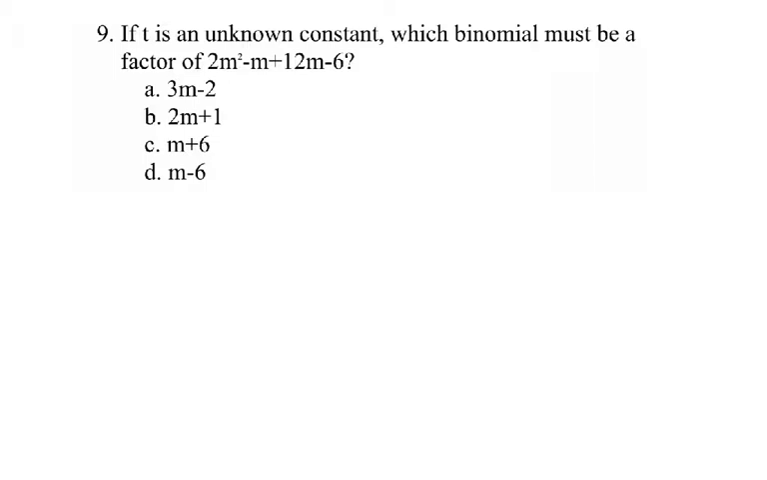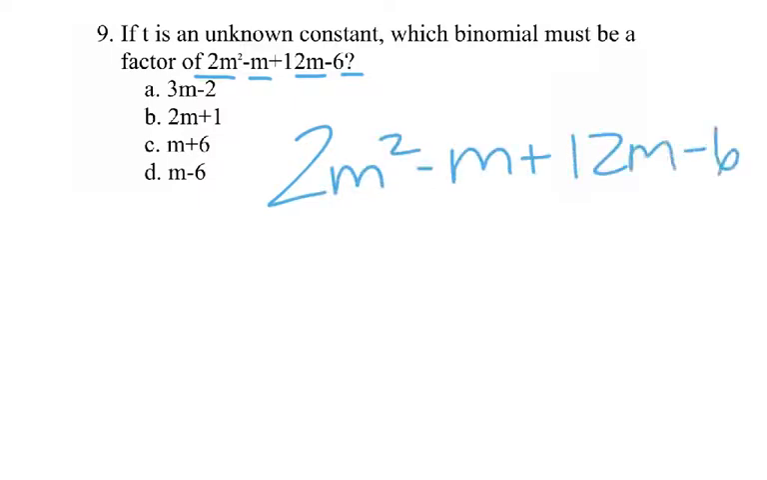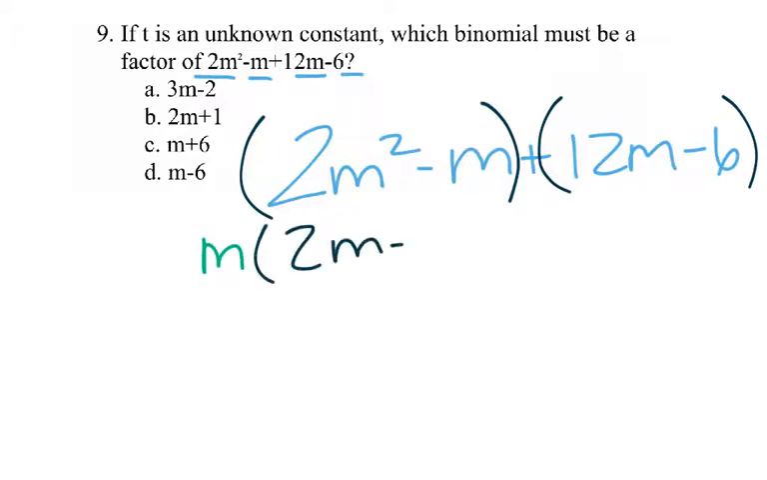Remember that anytime you have 4 terms, 1, 2, 3, 4, you can just go ahead and group those. So I'm just going to write them down here so I have more room. And you just group the first 2 and the last 2 together, and then you pull out GCFs. So the GCF of that first one is M, and then you're left with 2M minus 1. The GCF of the second one is 6, and then I'm left with 2M minus 1.